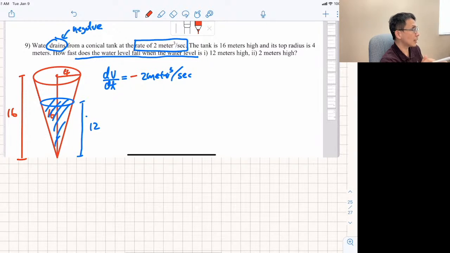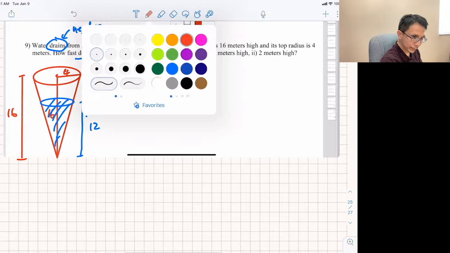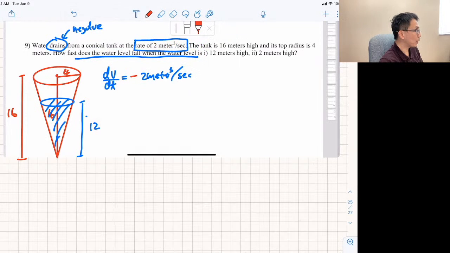So those are the things you want to think about, and you can think about what the correct choices are. Now, what are we looking for? What does that mean in terms of calculus? dH dt, good. And do we have a condition? H equal to 12. So I draw a line with H equal to 12, and that's equal to unknown.